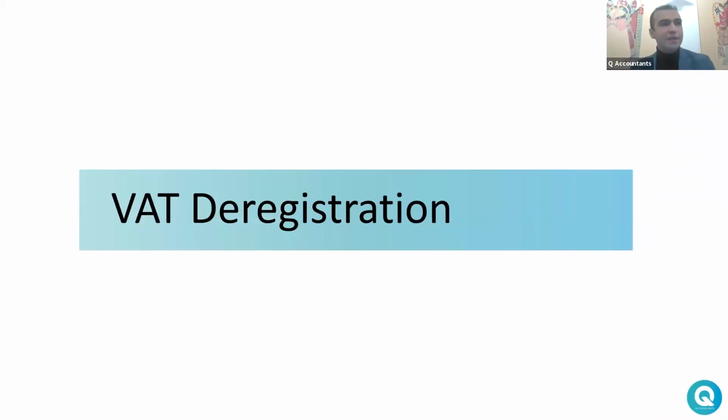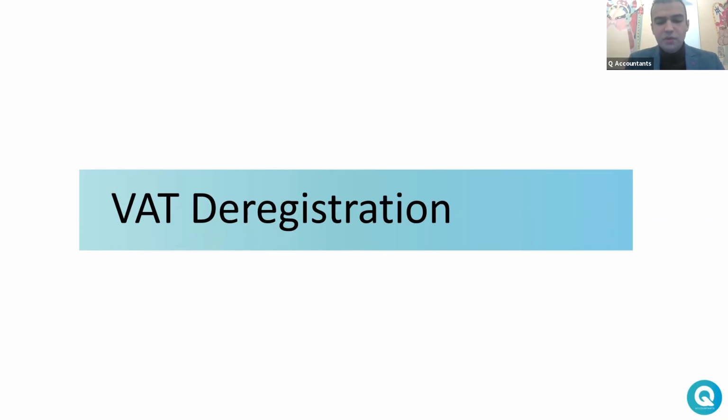Deregistration. If you registered for VAT because you exceeded the VAT threshold, or you registered voluntarily, it doesn't matter, you're VAT registered now, but the business doesn't go the way it was, and you're deciding it's not worth it for me to be VAT registered because I'm doing only 70K a year and I'm mainly working with the B2C market. So it will be beneficial to deregister. You can do that, it's not a problem at all. But again, you have to be below £85,000.